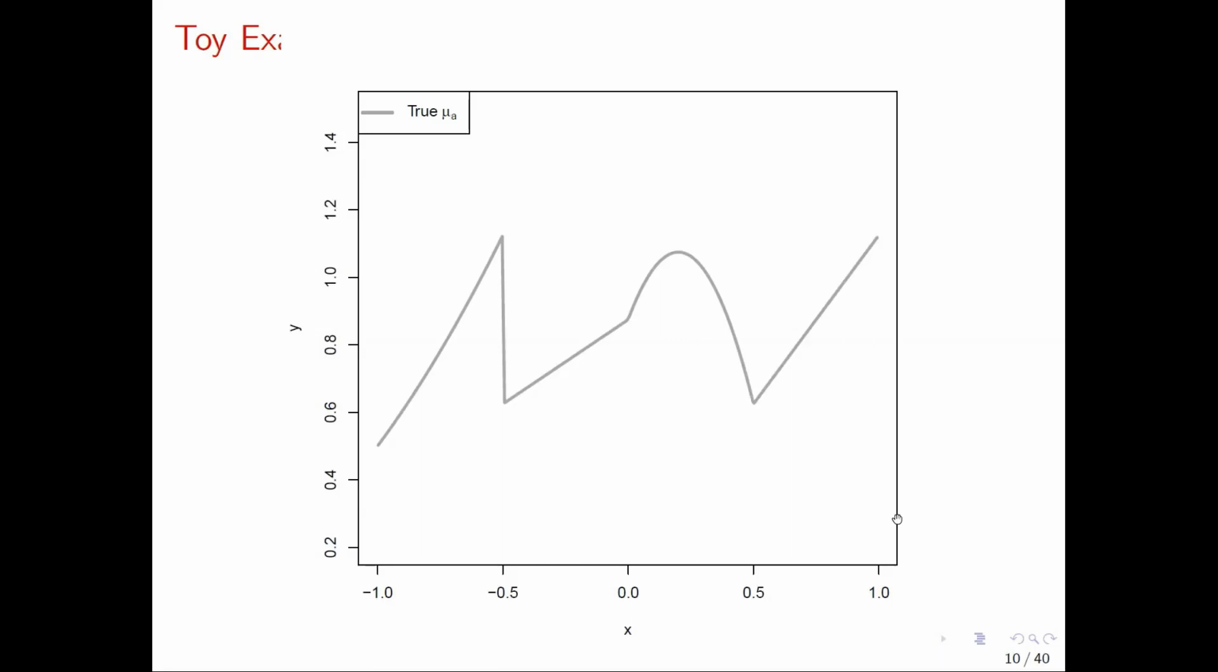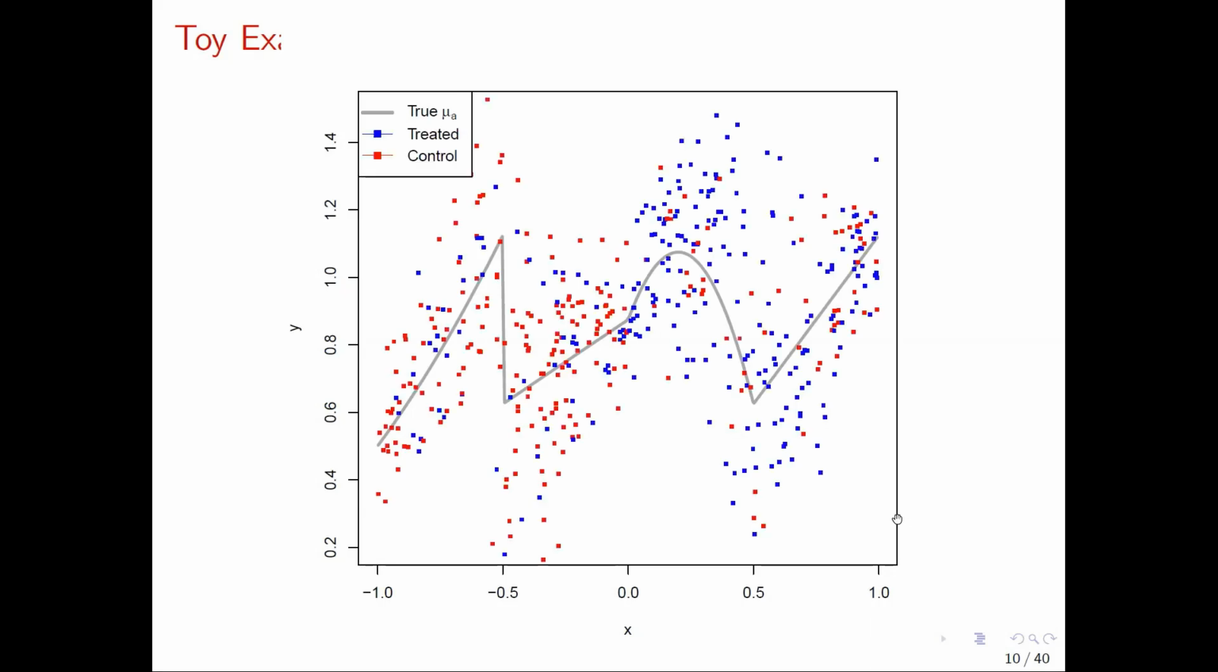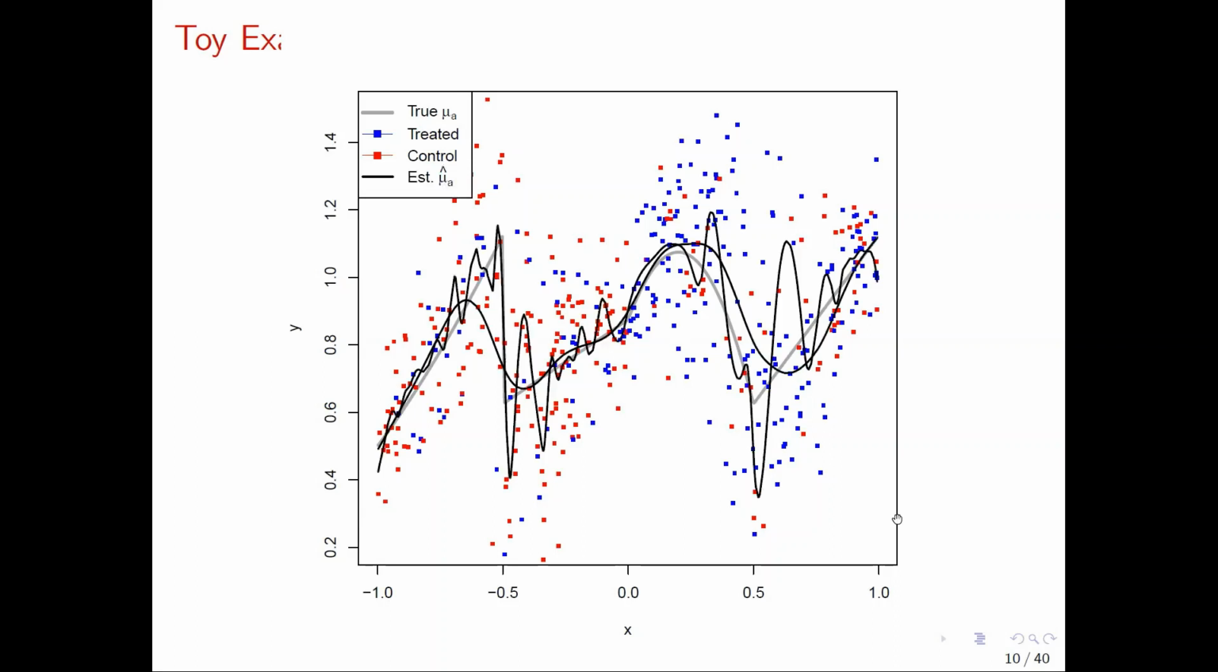But in this case, I'm going to simulate data where this is going to be the regression function both for treated individuals and for control individuals. And so the difference between the regressions is just a straight line. It's just zero. And we're going to see what happens with a simple kind of plug-in estimator. So here's some data generated centered at this regression function. The blue lines are treated individuals. The red lines are control individuals.